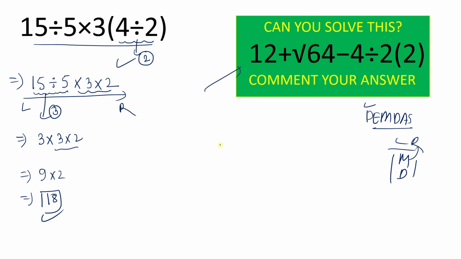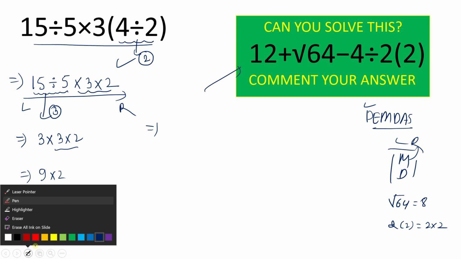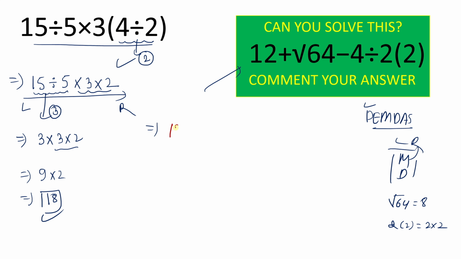And moving to the next, we have 12 plus root of 64 minus 4 divided by 2 times 2 squared. So we can simplify. Root of 64 is nothing but 8, and 2 squared is nothing but 4, so we can write it in a simpler form: 12 plus 8 minus 4 divided by 2 times 2.